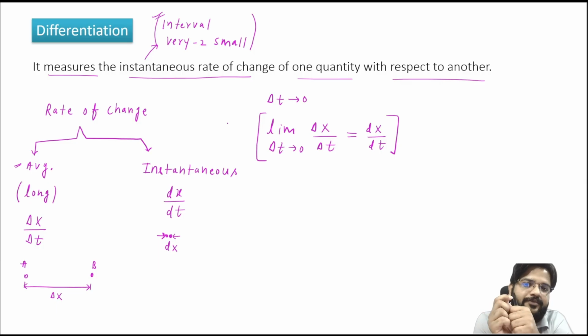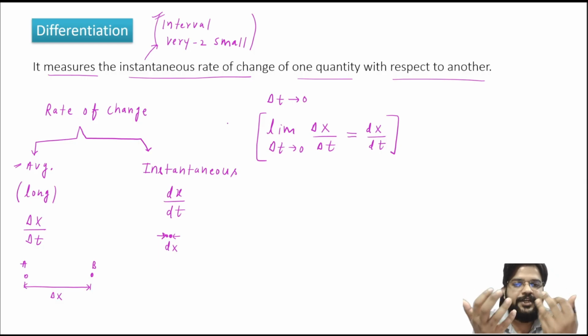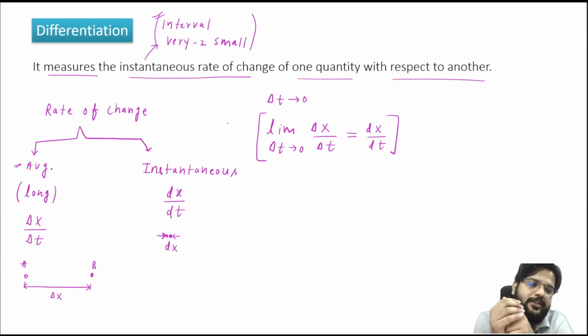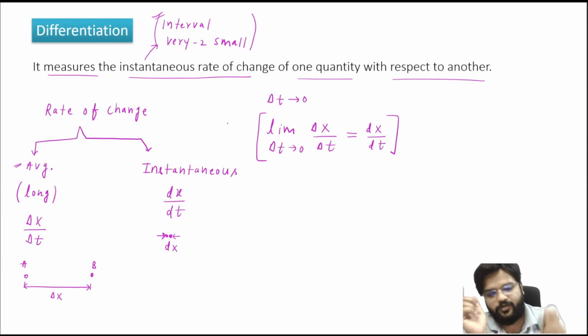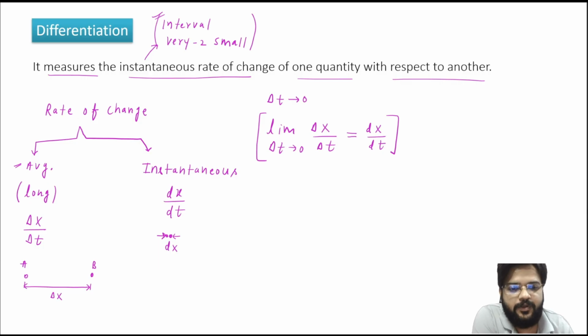In differentiation, the interval is very small, correct? And in the average, this interval is large. So this is the difference between average and instantaneous. And in the instantaneous, we are measuring rate of change in a very small interval of time. So I hope right now this is clear.